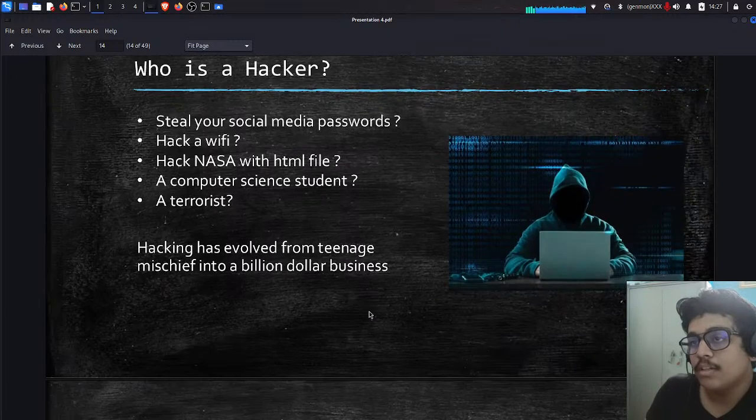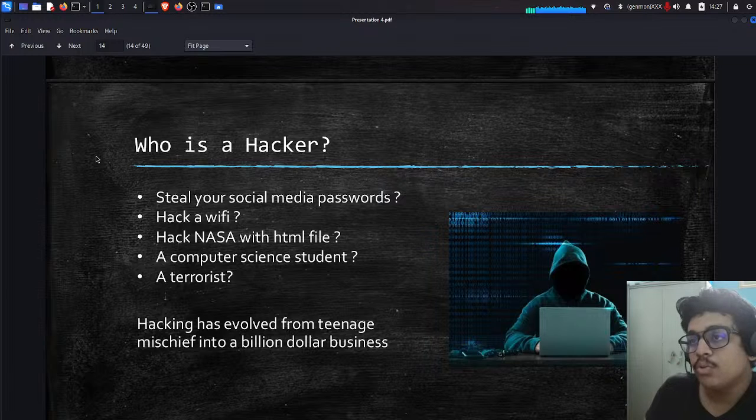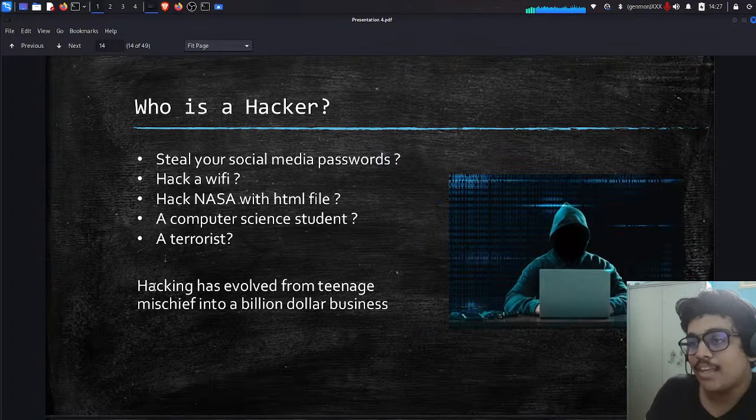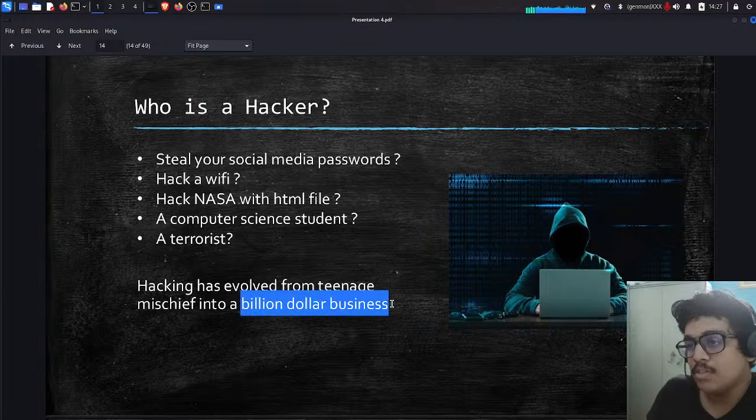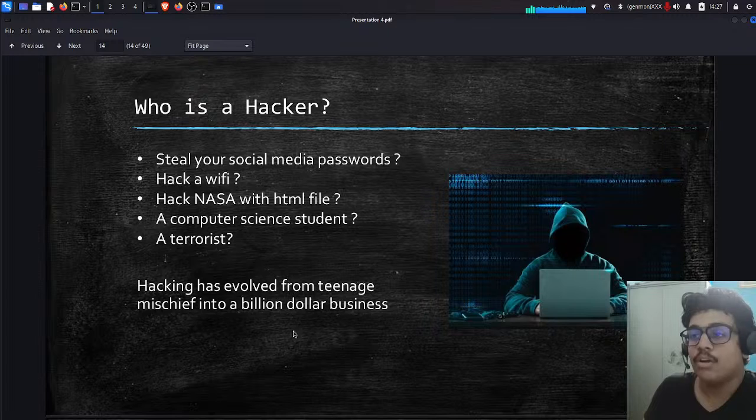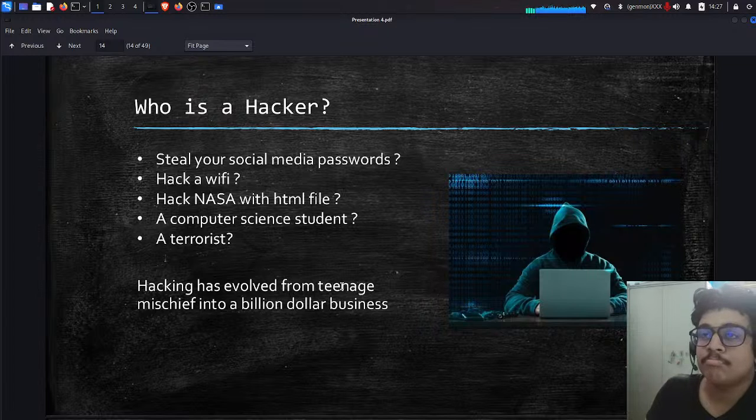According to you, who is a hacker? Someone who can steal your social media password, hack a Wi-Fi, hack NASA with an HTML file, a computer science student, a terrorist? Hacking has evolved from teenage mischief into a billion-dollar business. In early times, hacking was practiced by small kids. There was a time when the internet had not evolved, so anyone could perform small kinds of attacks.